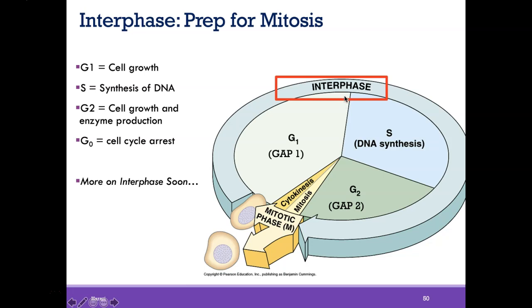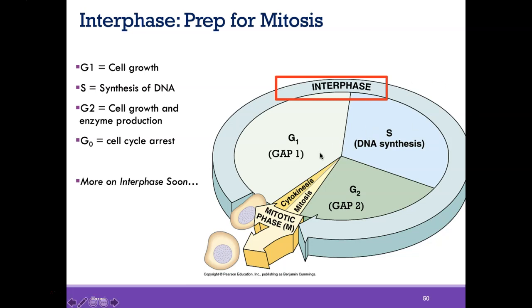Then, if timing is right and the DNA looks good, the cell will enter S phase of interphase, which is DNA synthesis. That's where the enzymes, DNA polymerase, will replicate the cell's genetic material and repair any damaged DNA. So in the beginning of S phase, each chromosome consists of 1 DNA molecule, but by the end of S phase, each chromosome consists of 2 attached sister chromatids.